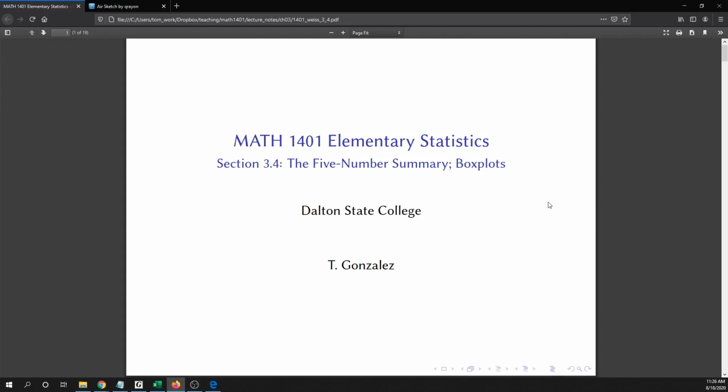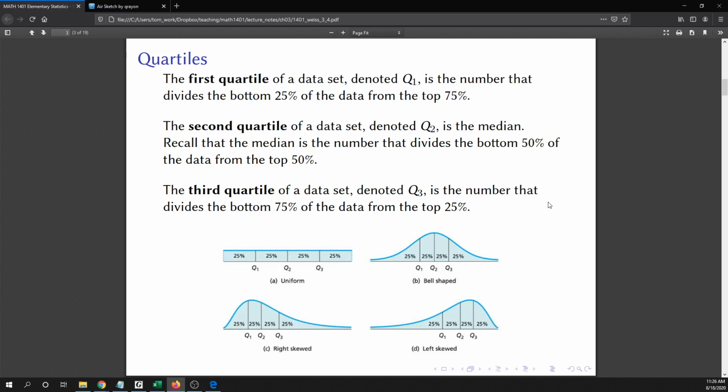In this video, we are going to talk about the 5 number summary. So, to do that, what we need to do is to talk about quartiles first. What a quartile, or the first quartile of a data set, denoted by Q sub 1, is, it is the number that divides the bottom 25% of the data from the top 75%.